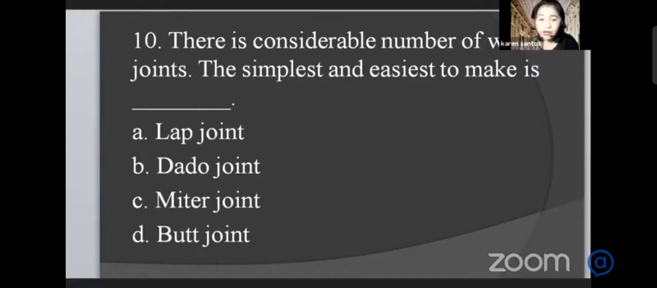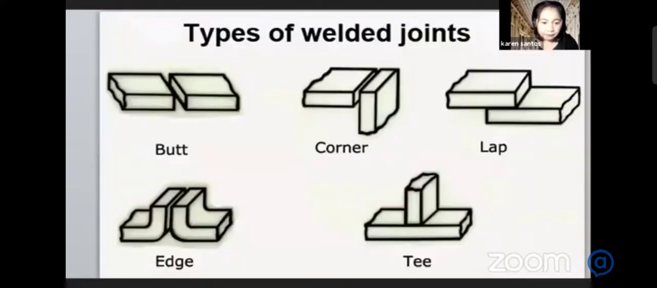Okay, so the correct answer is letter A, which is the lap joint. A lap joint can be used to join the wood together, and it can be secured by glue, nails, glue and nails, or other methods. So that's why it is the simplest and easiest. Okay, so that is an example of types of wood joints.